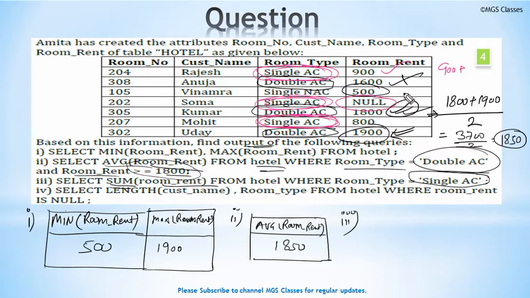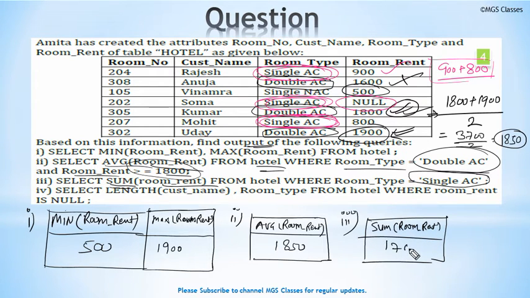So here, the sum of single AC values: we need to calculate the sum only, we need not divide, because in the last question we needed to calculate the average, that's why we divided by 2, but here we need to calculate the sum only. So we can directly calculate the sum, and the sum will be 1700. So you can calculate the sum of room rent here, and it will be 1700, I think.